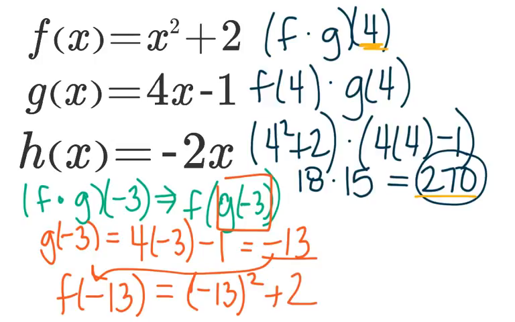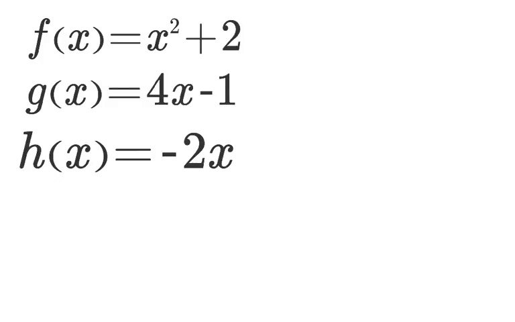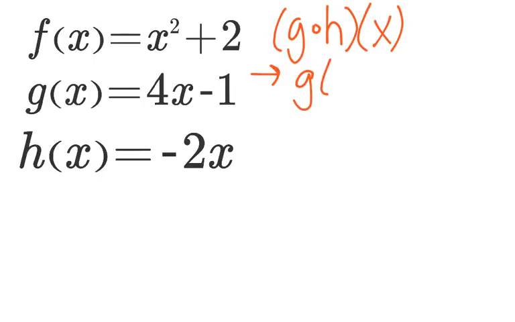Okay, so that should give me, I believe, 171. So that's my final answer to the composition. We could also do compositions that don't necessarily get evaluated at numbers, just like everything else. So I could say, no, let's not do f again. Let's do g composed with h at x. So again, same concept. If you see this notation, this is the same as asking g of h of x.